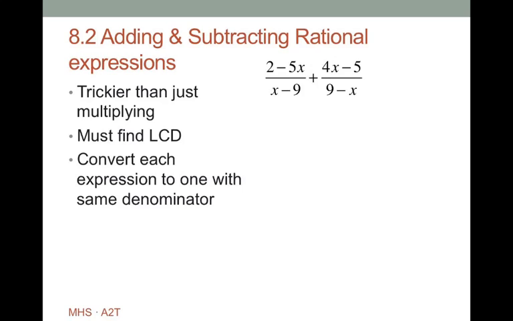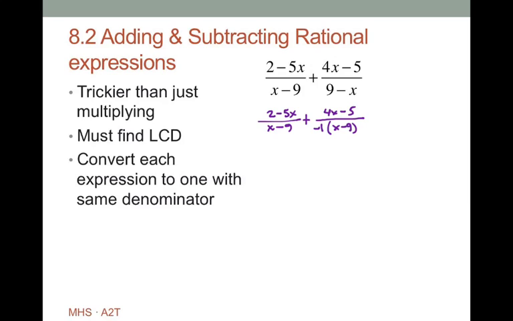Next problem, 2 minus 5x over x minus 9 plus 4x minus 5 over 9 minus x. When we're working with addition or subtraction of rational expressions, we need to get common denominators. And this one is pretty close to having a common denominator. We have to use our little trick of factoring out a negative 1, then we can turn one of those into the same denominator. So I'll rewrite the first term, 2 minus 5x over x minus 9. And then I'm going to factor out a negative 1 from the denominator of the second term. Now I'm going to have x minus 9s.